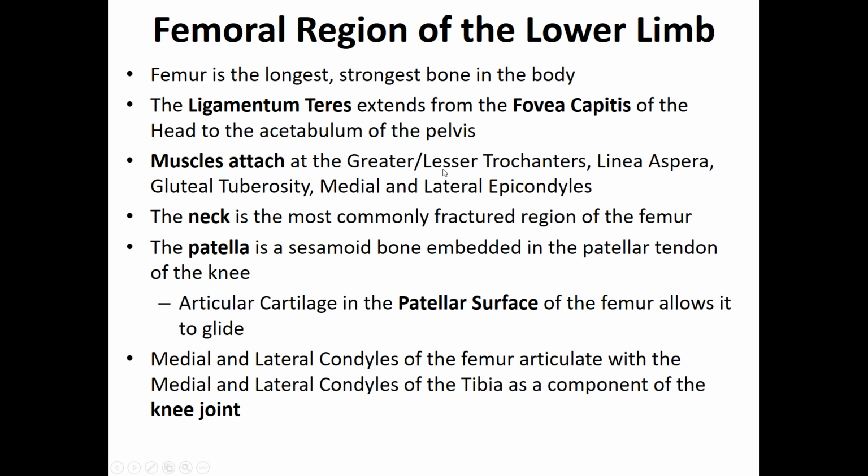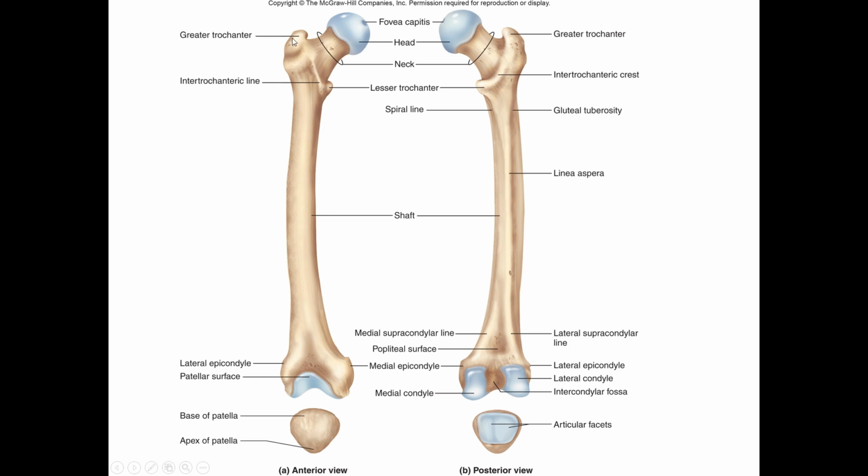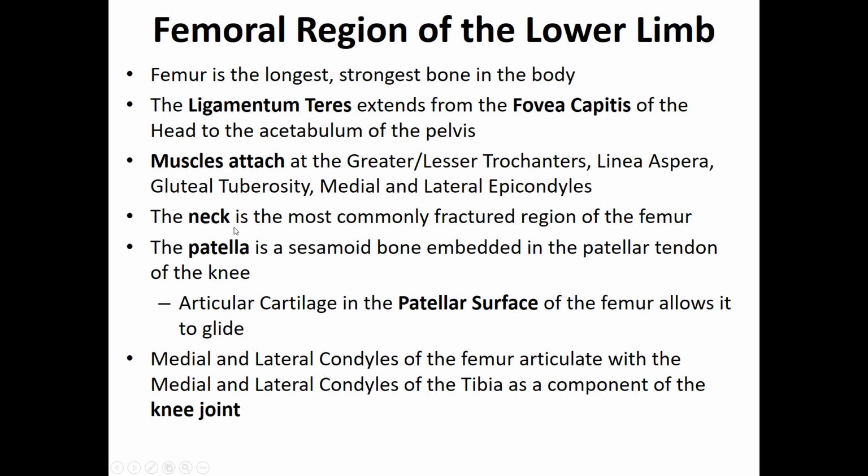You do have some projections, like the greater and the lesser trochanters, the linea aspera, the gluteal tuberosity, and the medial and lateral epicondyles, all of which are excellent points for gripping muscles, right? Whether it's the hamstrings, the gluteus maximus, they're all going to grab onto some of those larger projections that are there. The patella in itself is going to be a bone that actually develops through the patellar tendon. So it's a sesamoid bone.